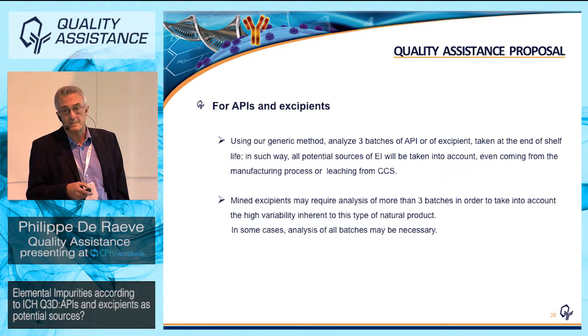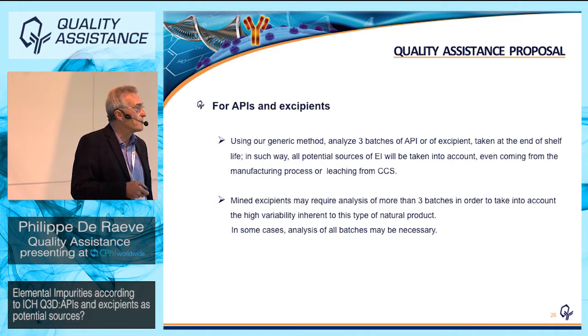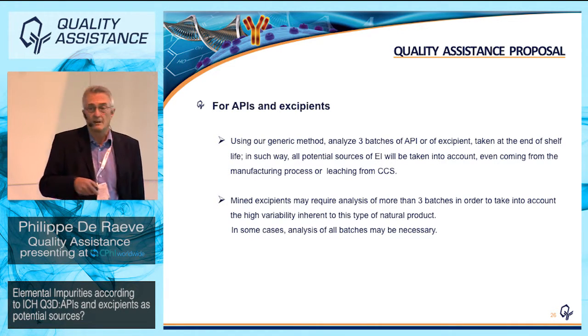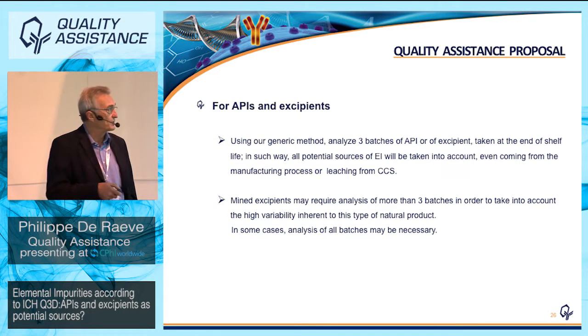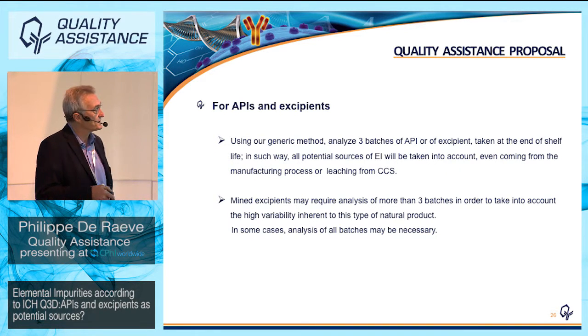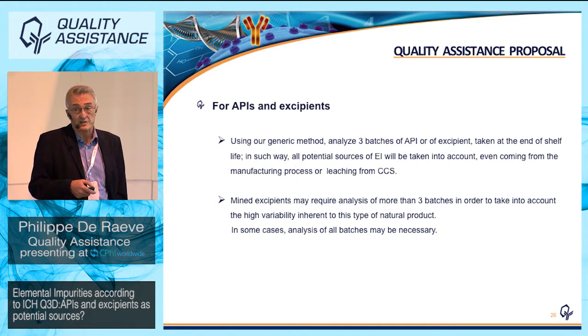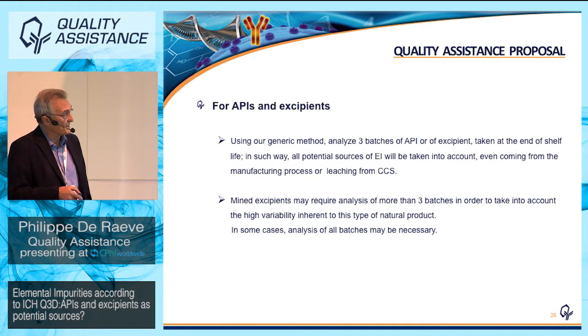For a minor excipient, you may require more than 3 batches to analyze to take into account the high variability inherent to that type of natural product. And in some cases, analysis of all batches may be required.